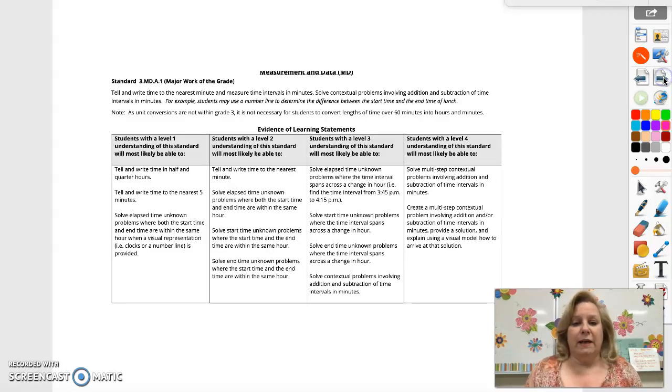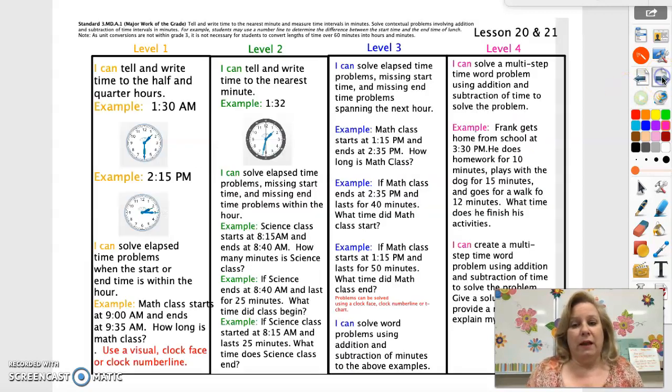And what it looks like is this, and this is something that we're working on right now. We're looking at telling time, so it tells us the standard, and then it gives us different levels of student understanding. And what I've done is I've taken this and I redid it looking at kid-friendly terms and looking at examples. So this is something that I would actually show to my class, and what I like to do is I like to kind of break it apart.